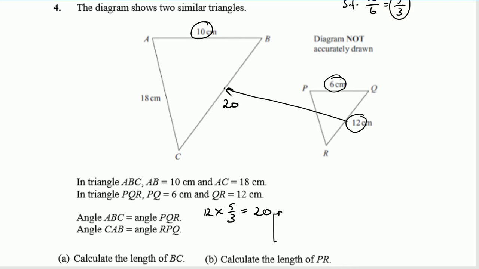Then I'm asked for the length of PR. PR is a length on the smaller triangle. So I'm going to take my 18 on the larger triangle, and I'm going to divide that by my scale factor, 5/3. So 18 divided by 5/3 gets me 10.8. This is a good example of a question where the exchange rates approach may well be easier and more intuitive for you.